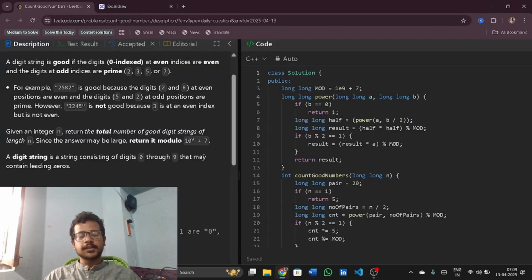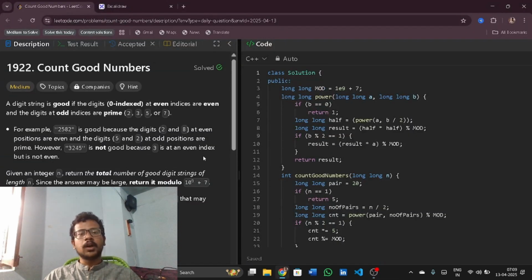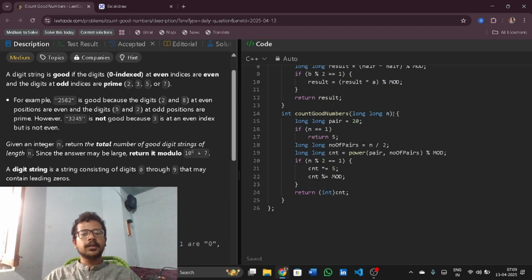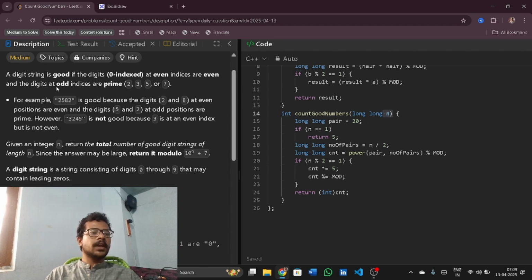Hello everyone. Let us now discuss how we can solve this problem: Count Good Numbers. We are given an integer n, and our task is to return how many good numbers we can form from it. A number is good if the digits at even indices are even and the digits at odd indices are prime.